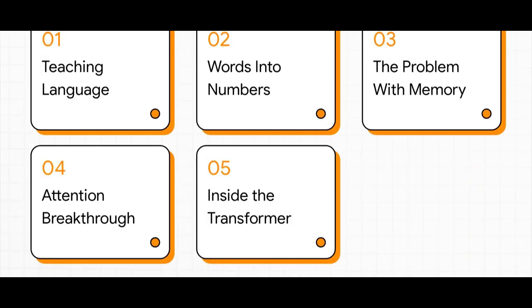All right, so here's our game plan. We're going to start with the basic mission. How do you even teach a computer to understand language? Then, we'll get into the nitty-gritty of turning words into numbers. After that, we'll look at a huge problem that stumped researchers for years, the problem with memory. And that's going to lead us right to the big breakthrough, the idea of attention, and how it all gets put together inside the transformer.